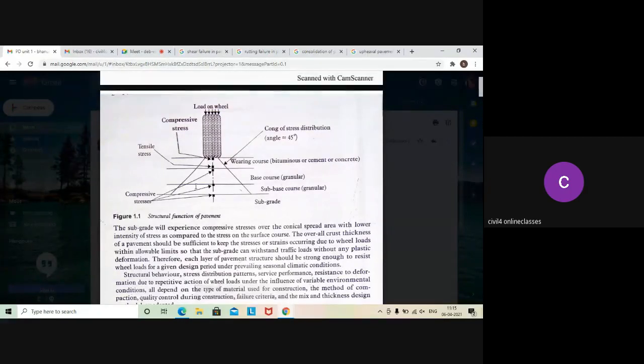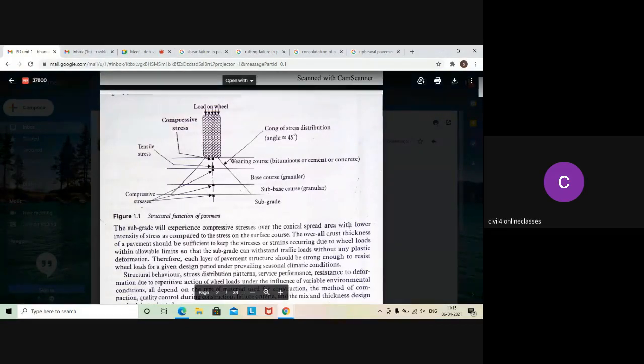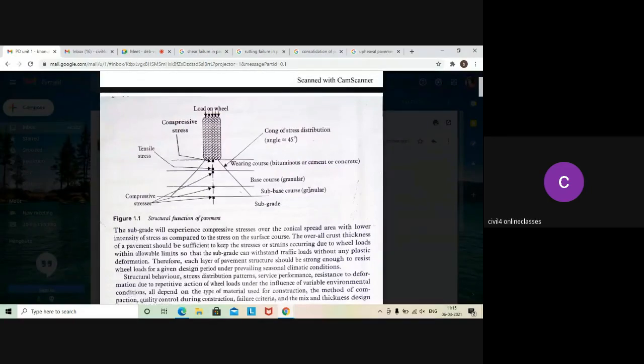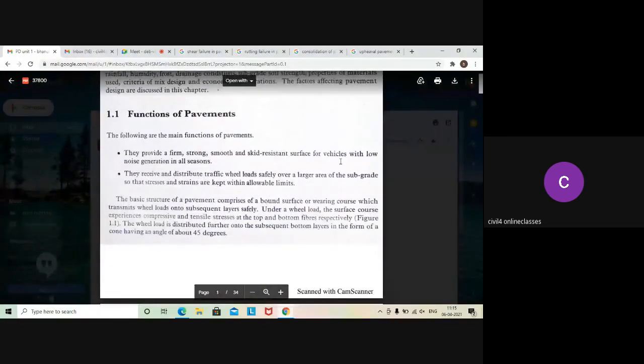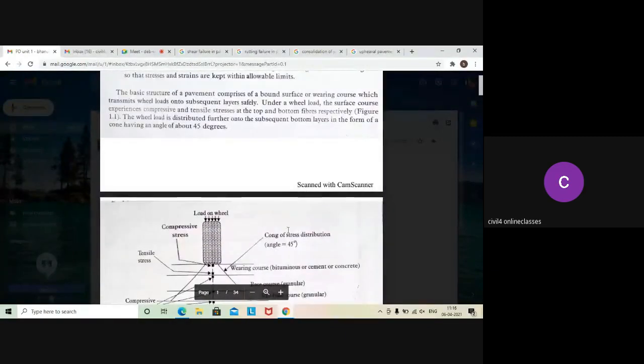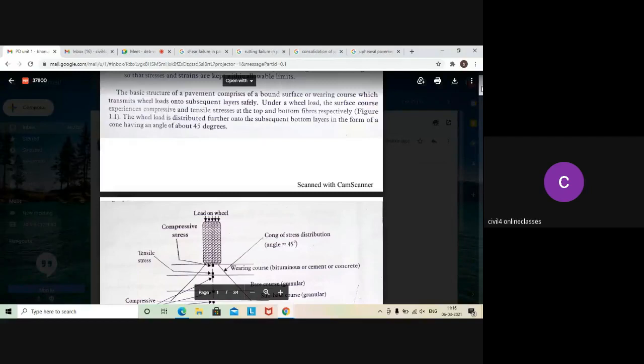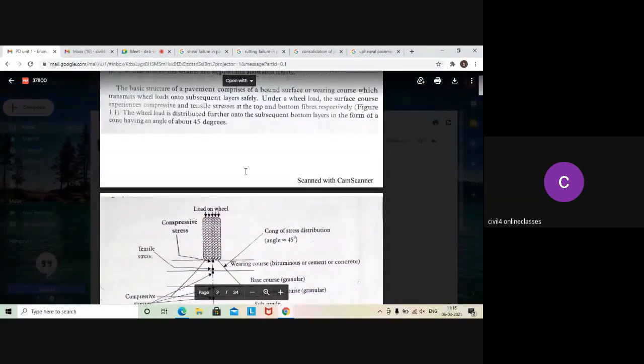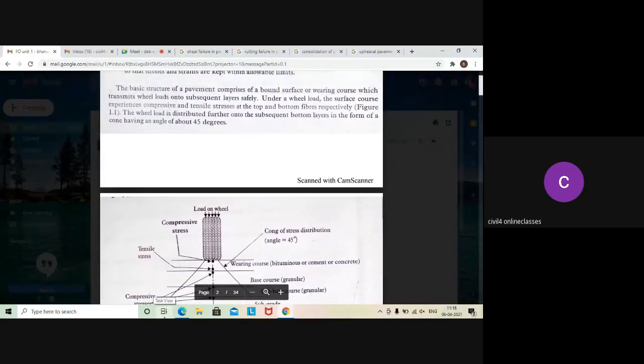So that is the main purpose of your pavement. The top layer takes the maximum load and distributes it to the lower layers, and finally onto a larger area on the natural subgrade. That is the main function of a pavement. The basic structure of a pavement comprises the bound surface or wearing surface, which transmits the wheel loads onto subsequent layers safely. These loads need to be transferred to the layers below safely.